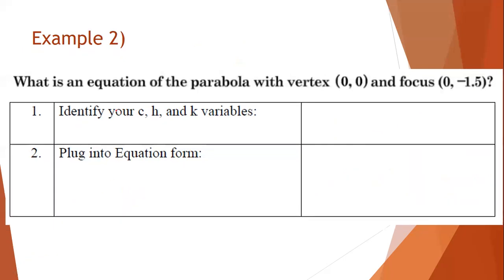All right, here, we're going to do it again. So, question again, what is an equation of a parabola with a vertex 0, 0 and a focus of 0, -1.5? Okay, so the first thing you do is identify your C, your H, and your K. Remember that your focus, when you're at the origin, is 0, comma, your C. So I know H equals 0, K equals 0, and in this case, C equals -1.5.